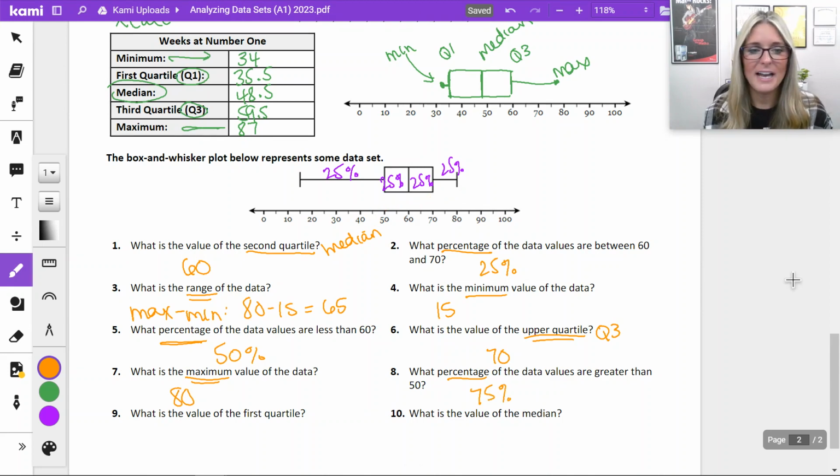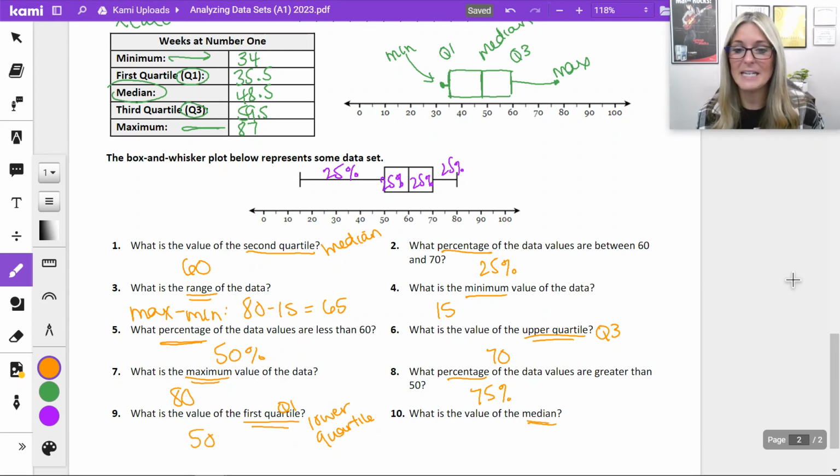Number nine, what's the value of the first quartile? Again, that could be referred to as lower quartile. But this is your Q1, which was 50, the left side of our box. And last question, what's the value of the median? That's your center line, your Q2, your second quartile, your median. We had it there at 60.